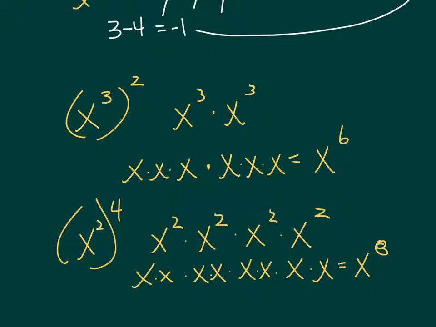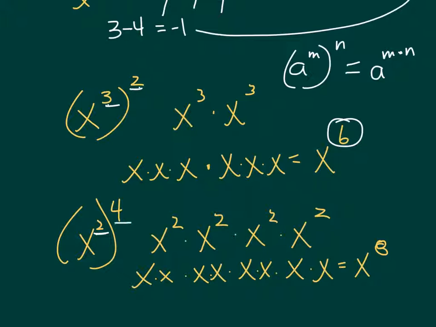So you'll notice that the rule here, after we look at all of this, is that a to the m raised to the n is actually a to the m times n. So here, when we look at our two exponents, one raised to the other, 3 times 2 is 6, which is exactly what we get. On this problem, we have 2 and 4. 2 times 4 is 8, and that's what we end up with there. So that's that particular rule.